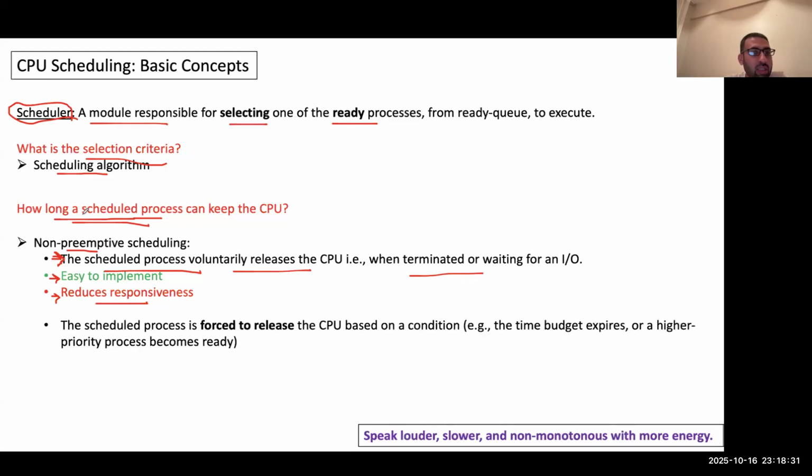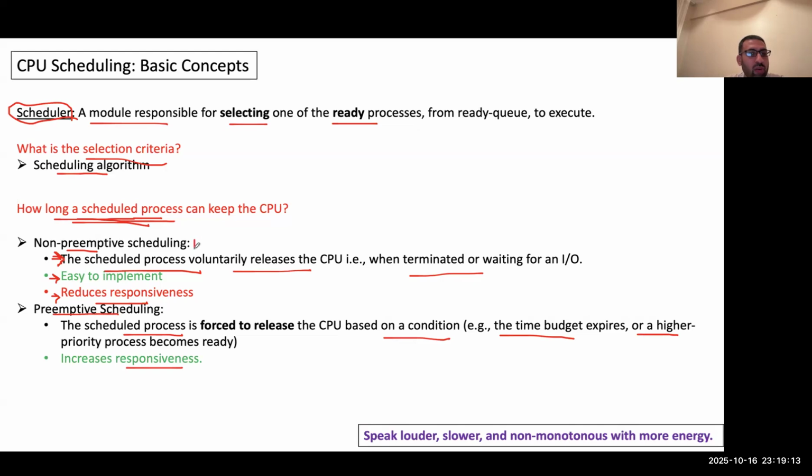The other possible answer to the question of how long a scheduled thread can keep the CPU is that the scheduled thread is forced to release the CPU based on a condition. For example, each thread is allocated a time budget, and when the time budget expires, the thread is forced to release the CPU. Or, for example, if thread A is running and a higher priority thread, say thread B, becomes ready, then thread B will preempt thread A, right? So here the thread is not voluntarily releasing the CPU. This approach increases the responsiveness, and this is known as preemptive scheduling.